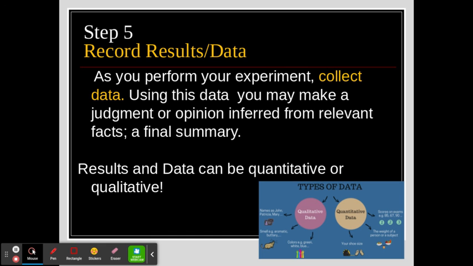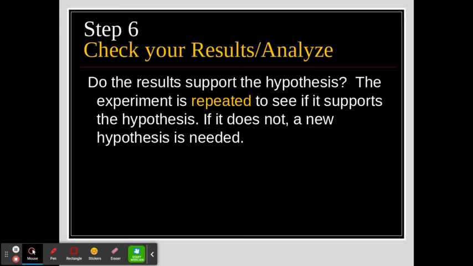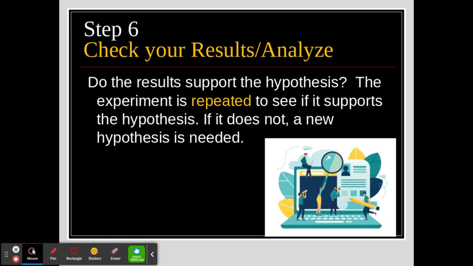So it's going to be something more like descriptions or how did it make you feel and things like that. And both of them are very important in any experiment. So using this data, you may make a judgment or opinion inferred from relevant facts. So the facts that you just got from your experiment, and you're going to make a final summary based on what you found. Then you're going to check your results.